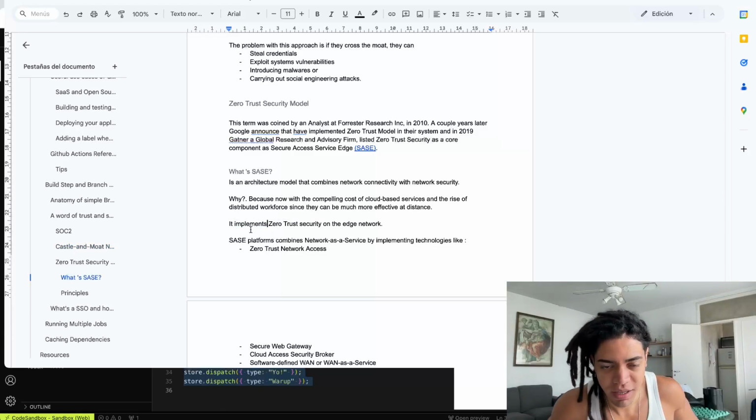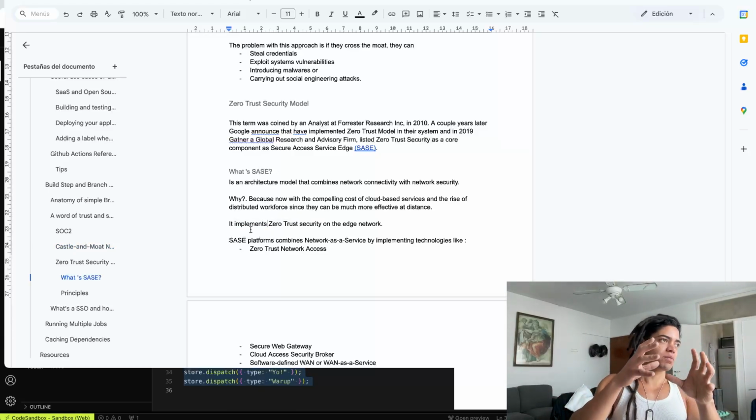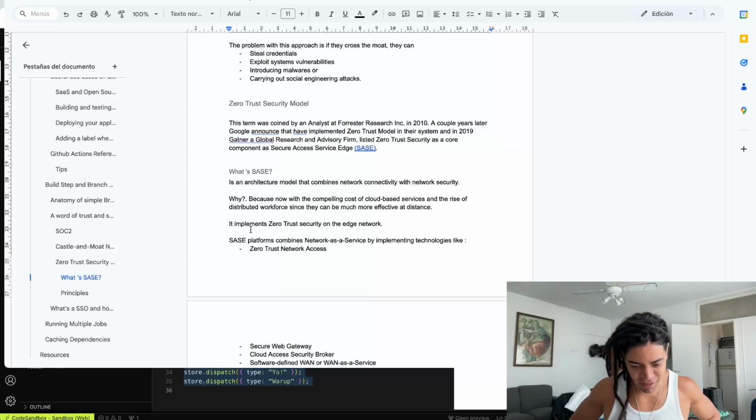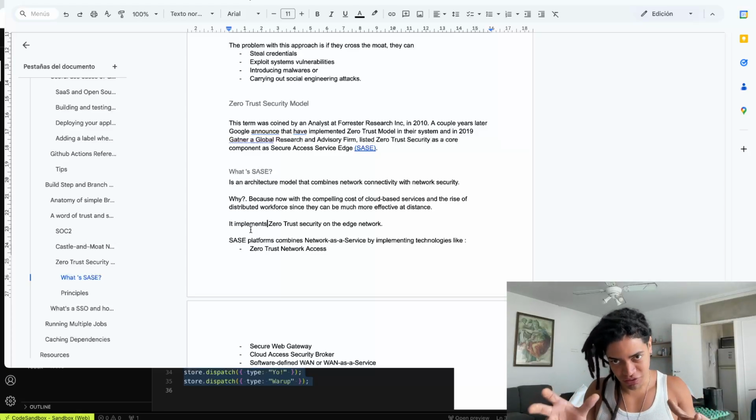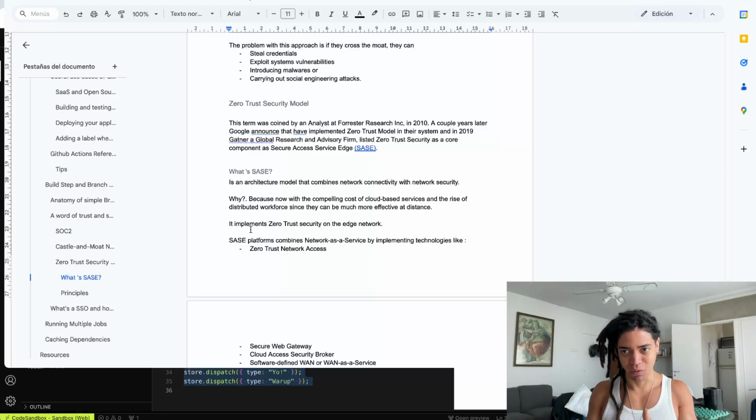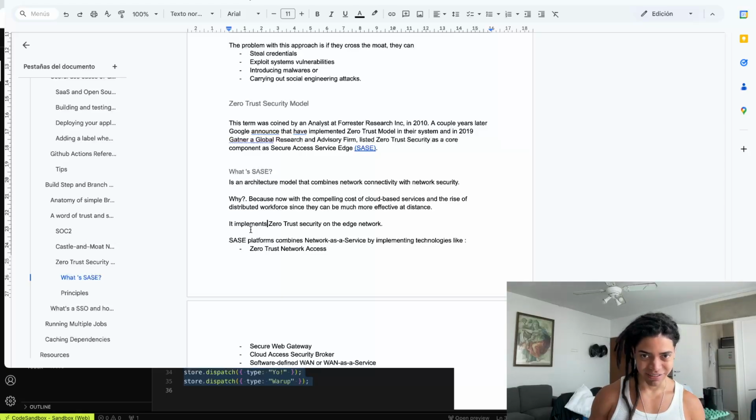So this is an architectural model, a way you can build network connectivity and network security. You combine these. Why? Because now, with the compelling cost of cloud service and the rise of a distributed workforce, they can become much more effective at a distance. So SASE now implements zero trust security.